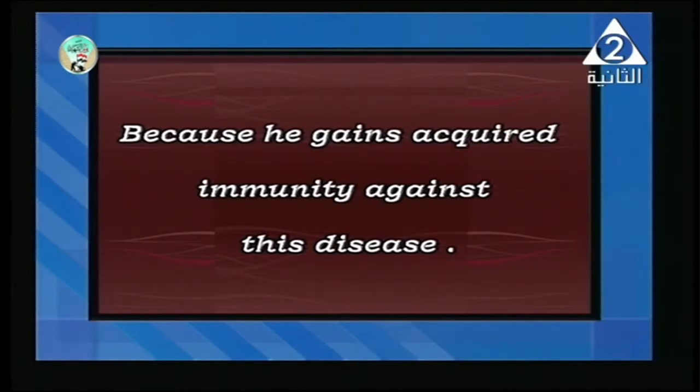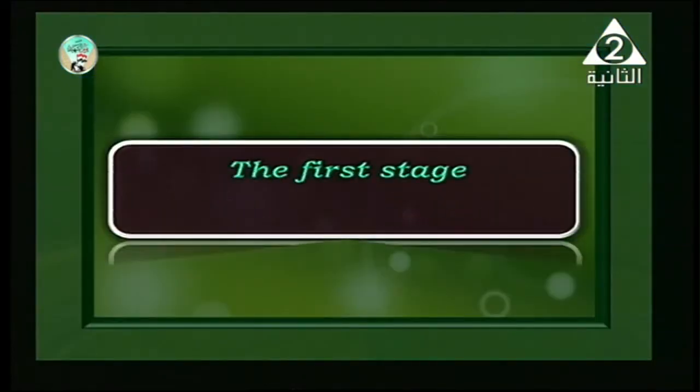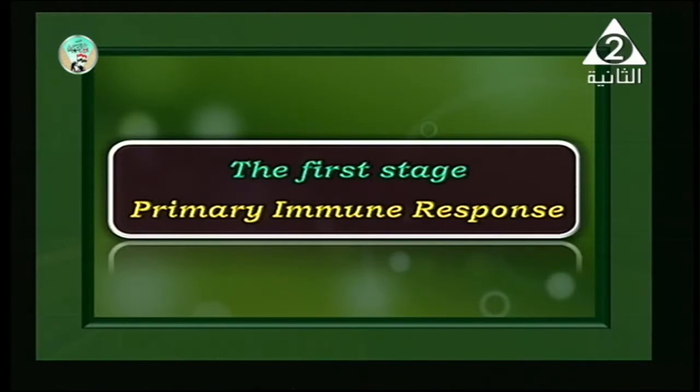Do you remember the memory cells? It is the resistance of the body to pathogens that infected the body before, and it passes through two stages. So if someone is infected by a pathogen, and after a long time is exposed to the same pathogen, he will not be infected again. Number one, the first stage, the primary immune response.